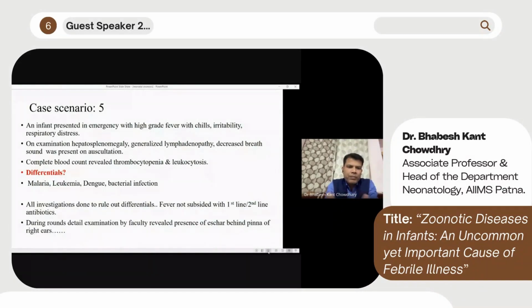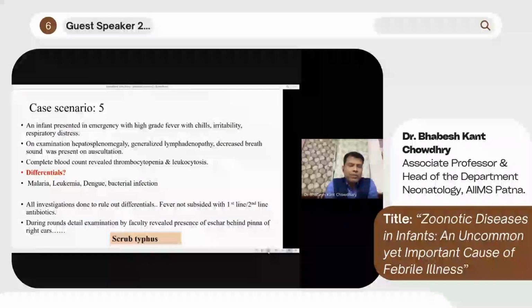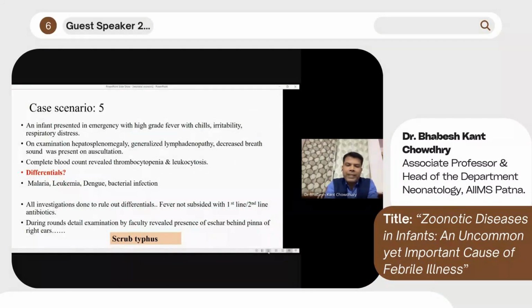During the consultant round, on detailed examination of the patient, there was one scar behind the pinna. So suspicion of scrub typhus arose. The investigation for scrub typhus was sent, which came out positive, and then azithromycin was started and the baby improved within 2 days. Even after first-line and second-line IV antibiotics, the baby was not improving, but with this specific diagnosis, the baby improved.